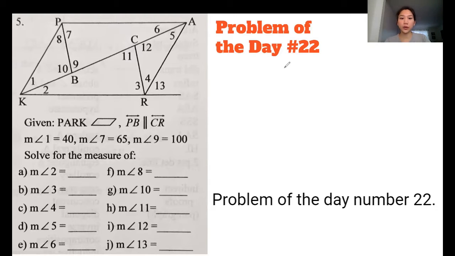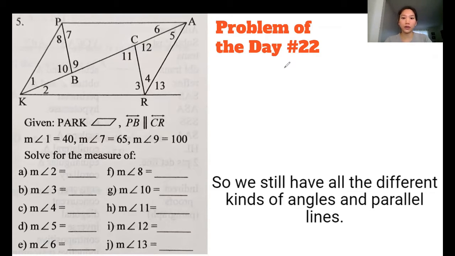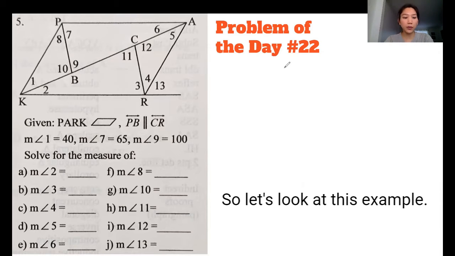Problem of the day number 22. Now let's look again at angle pairs in a more complicated situation. We still have all the different kinds of angles and parallel lines, and they give us some measures, and we want to basically find all the other measures in the diagram. So let's look at this example.